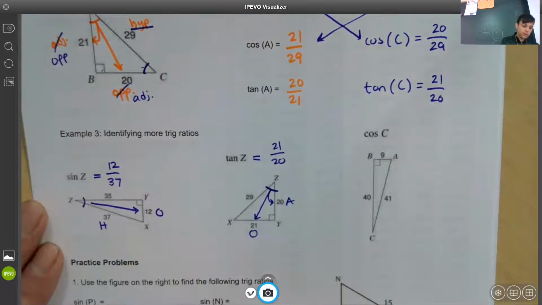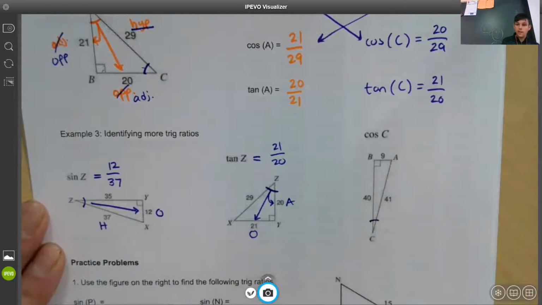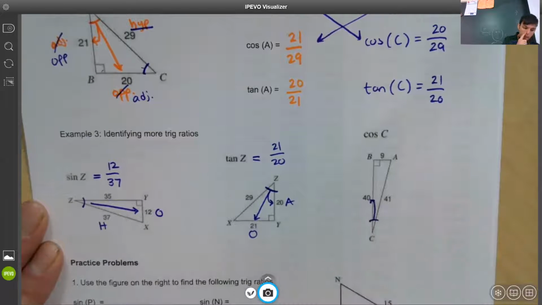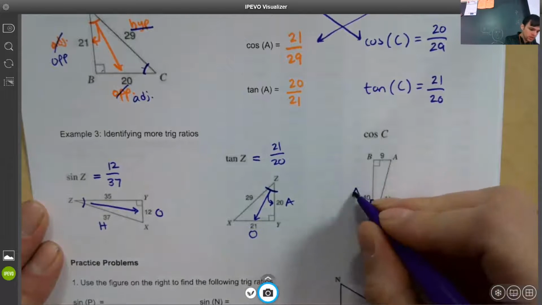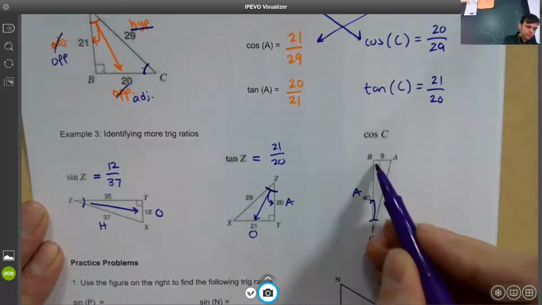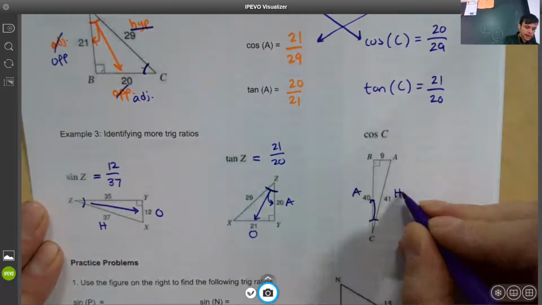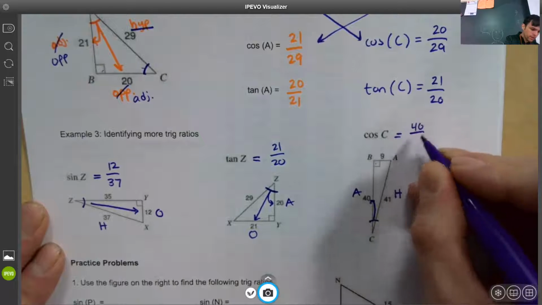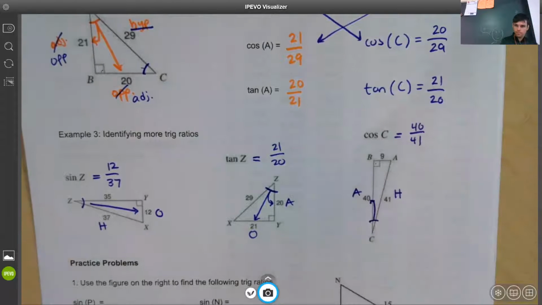And then finally, the last one here, cosine of C. So here's our angle C. Cosine is adjacent divided by hypotenuse. So the adjacent is the leg that's next to your angle, so that's adjacent. And then the hypotenuse is across from the right angle here. So this is my hypotenuse. So that's 40 over 41. There we go.